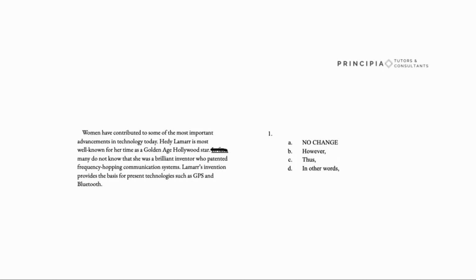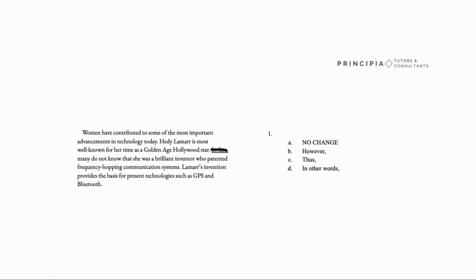Now, let's describe the ideas on both sides of that transition word. The sentence, Hedy Lamarr is most well known for her time as a Golden Age Hollywood star, introduces what she is most commonly known as. And then the second idea describes an opposing idea, that she was actually a brilliant inventor who made important contributions to the world of science and technology.